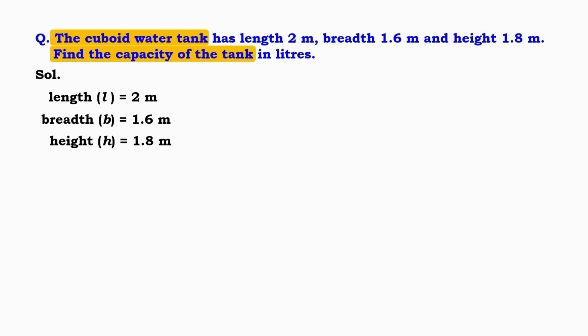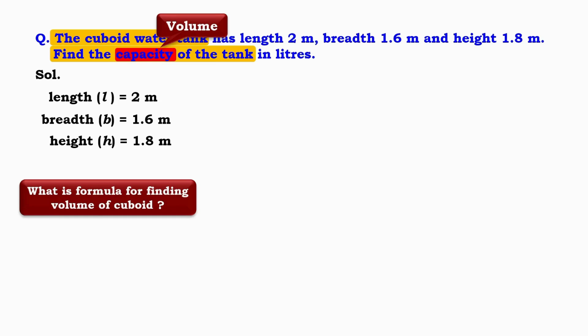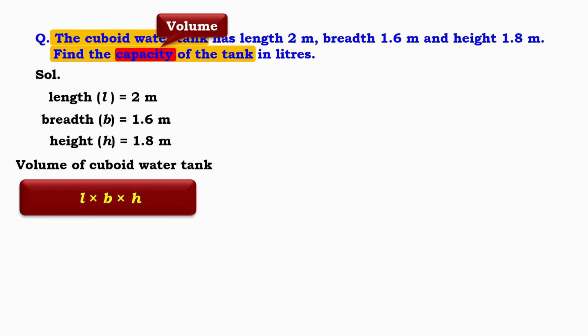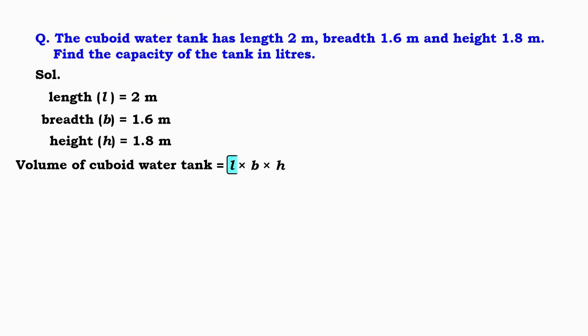Now we need to find the capacity of the cuboid tank. Capacity means the volume. So what is the formula for finding the volume of the cuboid? That is L into B into H. Now we put the values in this formula, that is 2 into 1.6 into 1.8. That is coming 5.76. Since it is volume, the unit will always be in terms of cube. Here it is given as meter, so it will be meter cube. So this is the answer.